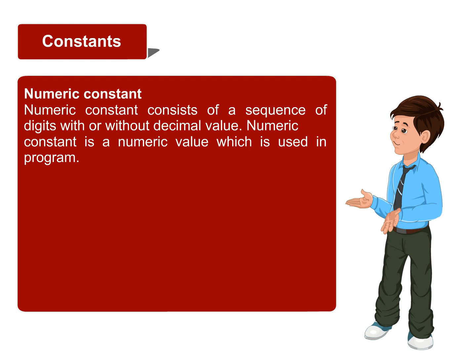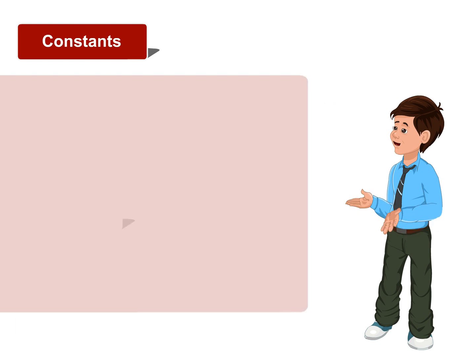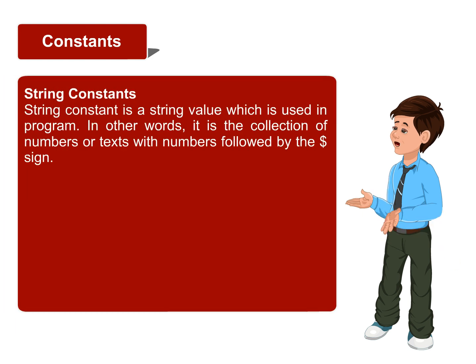Numeric constants. Numeric constant consists of a sequence of digits with or without decimal value. Numeric constant is a numeric value which is used in program. Students, let's see an example. String constants. String constant is a string value which is used in program. In other words, it is the collection of numbers or texts with numbers followed by the $ sign. Let's see an example.